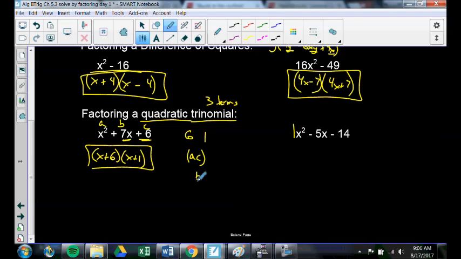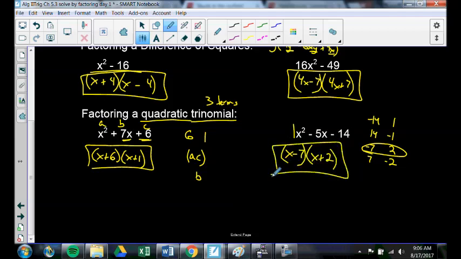But because a is 1 in this case, multiplying to ac is just the same as multiplying to c. So when the a term is 1, you want numbers that multiply to c and add to b. So numbers that multiply to negative 14 are those. Those are all 4 numbers multiplied to negative 14. The pair that adds to negative 5 is those. So it's going to be x minus 7 times x plus 2.